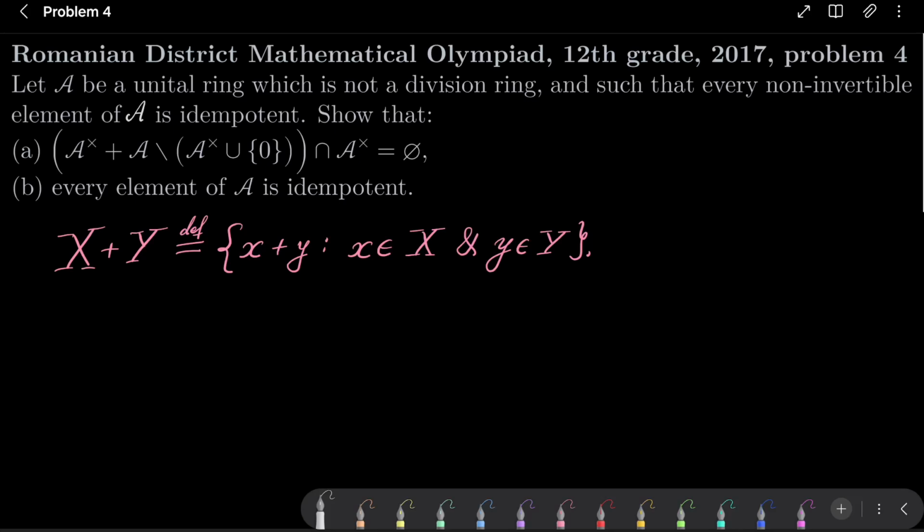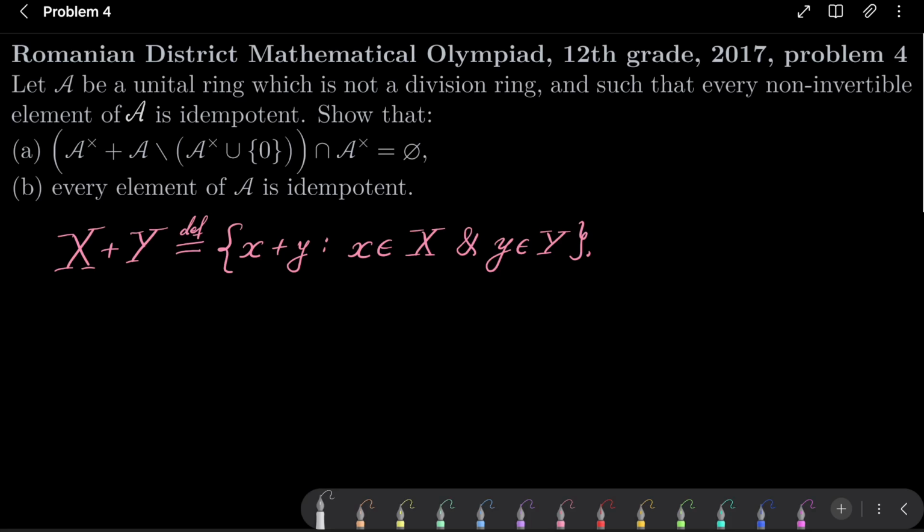Hello friends, in this video I'd like to solve the following problem from the Romanian District Mathematical Olympiad for 12th graders 2017, problem number 4. Let A be a unital ring which is not a division ring, and such that every non-invertible element of A is idempotent. We wish to show two things.